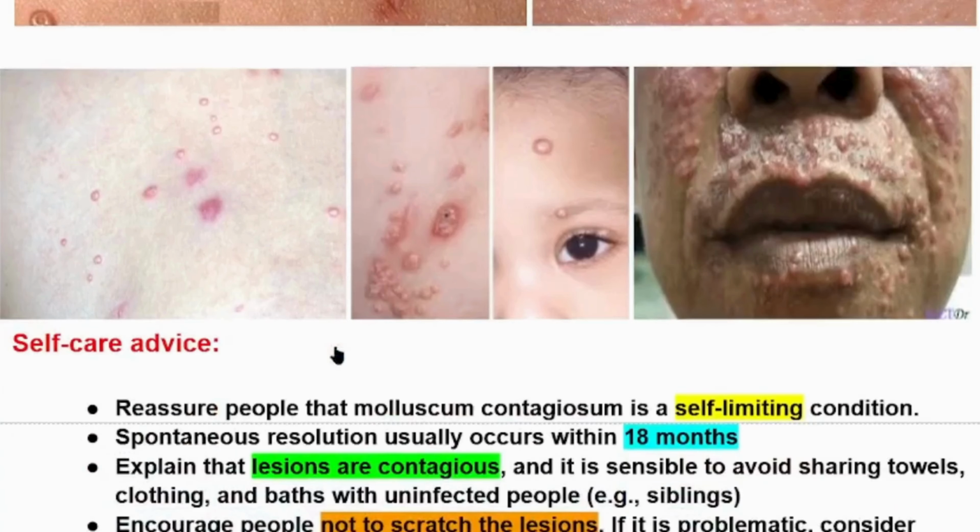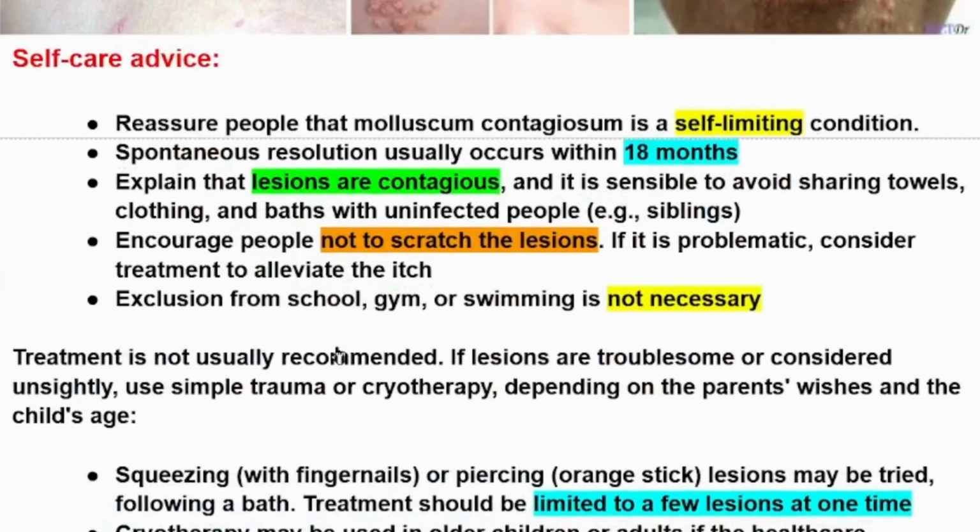Okay, here we can see different types of Molluscum contagiosum lesions. We can see here clusters. Here we can see a central dimple on the lesion. Here we can see involvement of the eyelid in this child, and here we can see disseminated infection of Molluscum contagiosum virus.